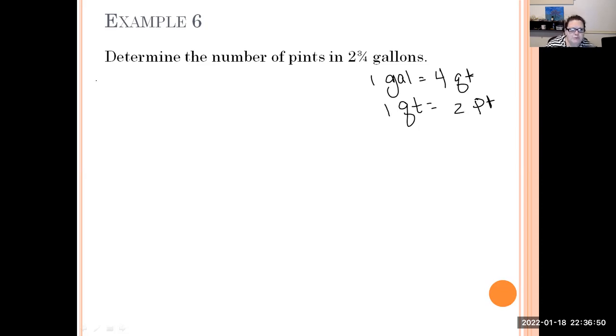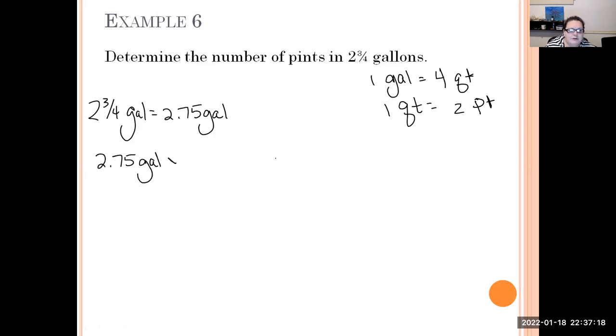All right, so we're going to start with what they're giving us, which is 2 3/4 gallons. And let's go ahead and switch that from a fraction to a decimal. 3 divided by 4 in your calculator, and then add to it, so that'll be 2.75. All right, I'm going to run out of space here, so I'm going to come down here. 2.75 gallons. Now let's do our conversions.